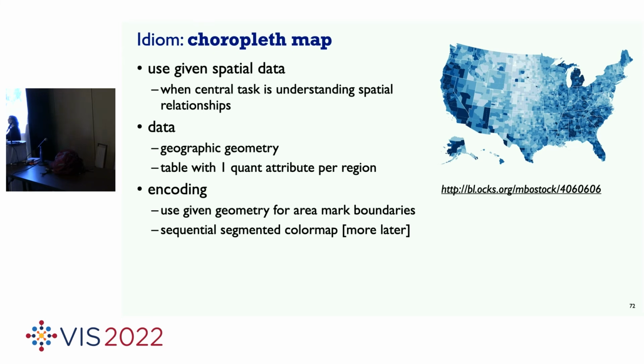So you can think of this as both that spatial geometry and then an accompanying table where for each item that had the geometric outline, we also have a table with that outline and some quantitative attribute. And so then we're able to actually map that attribute into here. So we're using the given geometry for the boundaries, and then we're using color. And again, we'll talk more about exactly the details of how to map with color. All I want you to notice here is that we are using color.